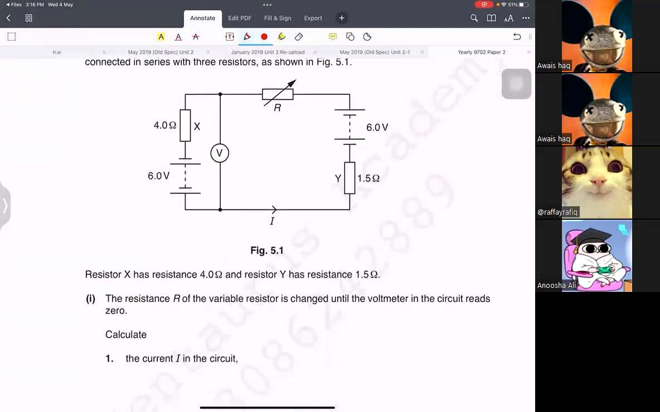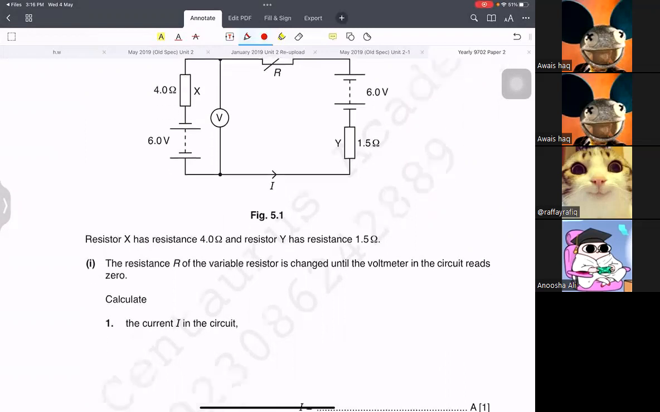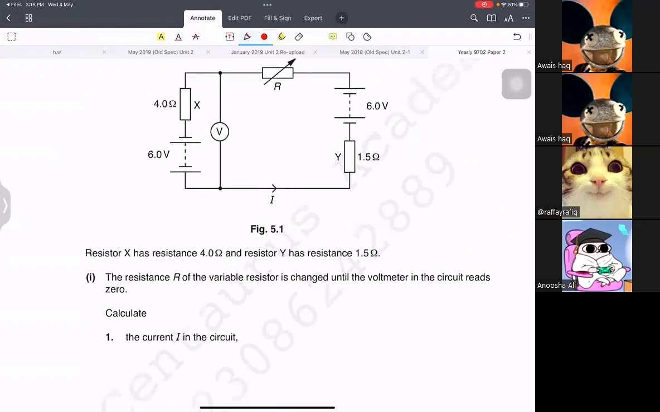Okay, well, I see two batteries connected correctly and there are three resistors and a voltmeter. And they say the resistance R is a variable resistor, change until voltmeter circuit reads zero. Oh, all right.